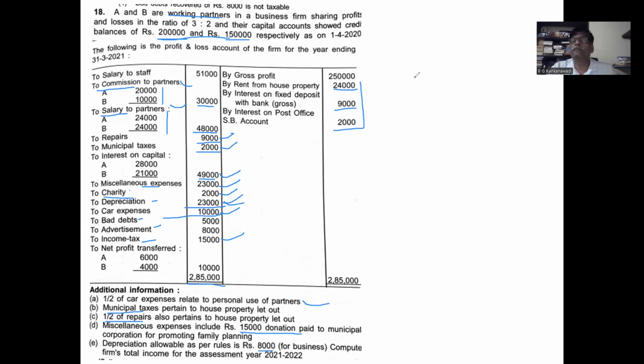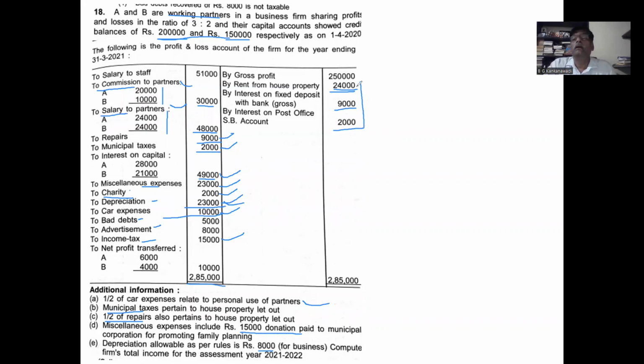24,000 is the rent. This is the gross annual value. In this gross annual value, you deduct municipal tax paid. Municipal tax is 2,000. You deduct 2,000. 22,000 is the annual value. In that annual value, you deduct standard deduction under section 24, subsection 1.